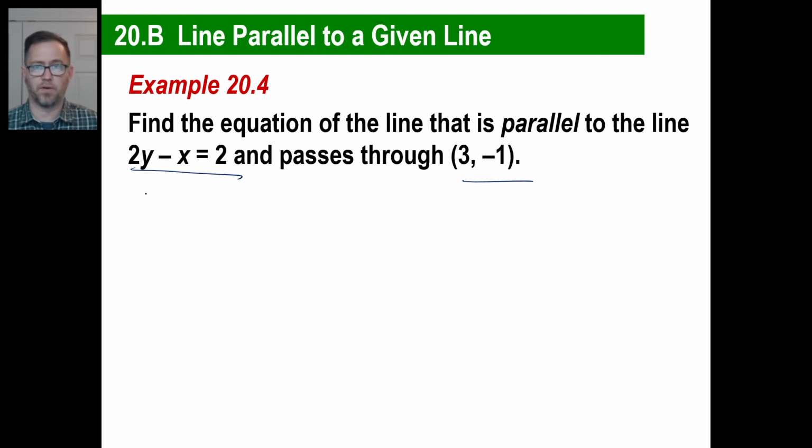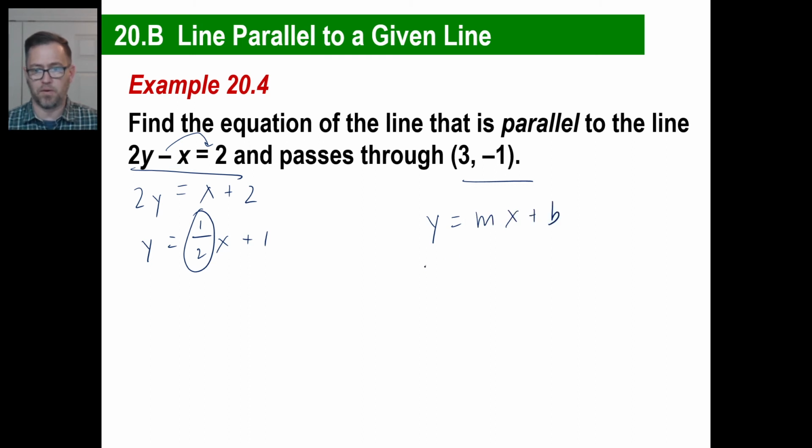Well, let's figure out y equals so-and-so x, and so on. So let's go 2y, let's move the negative x over to make it x, and then plus a 2, then divide everything by 2, so we have y equals 1/2 x plus 1, and there is your slope. So it tells us this line is parallel to this line, which means it has the same slope. So already, we know that our new line we're looking for is this. Instead of just writing y equals mx plus b, we can write y equals 1/2 x plus b.